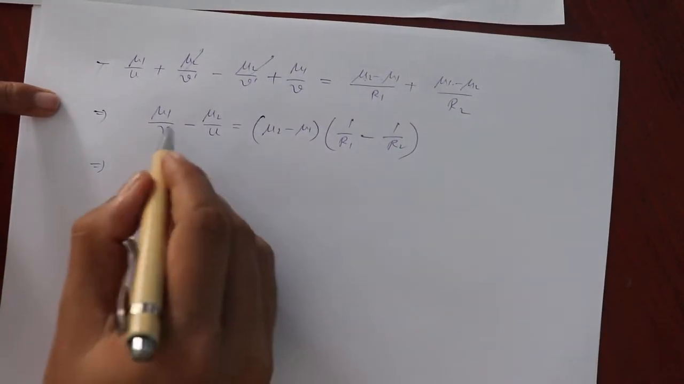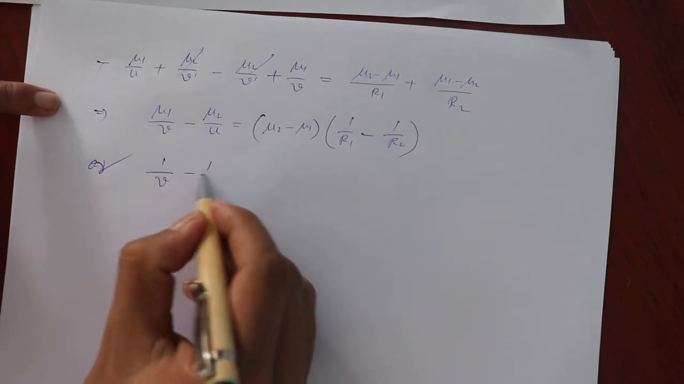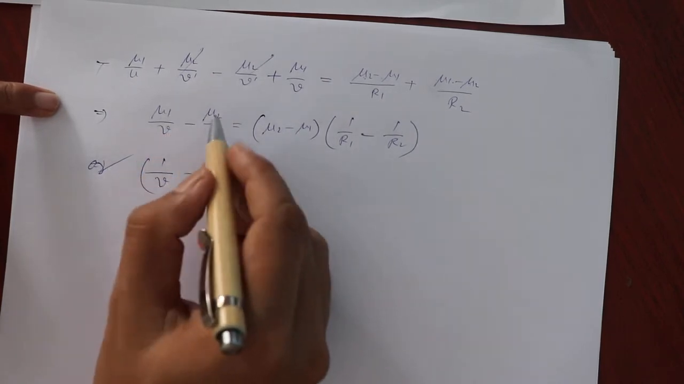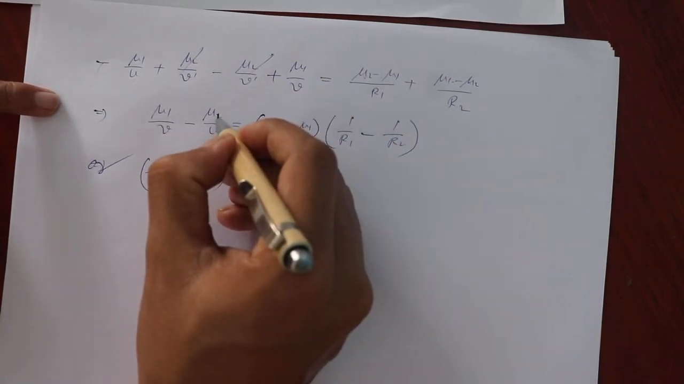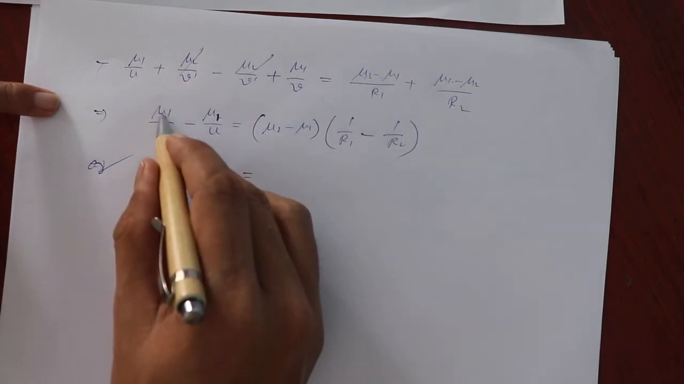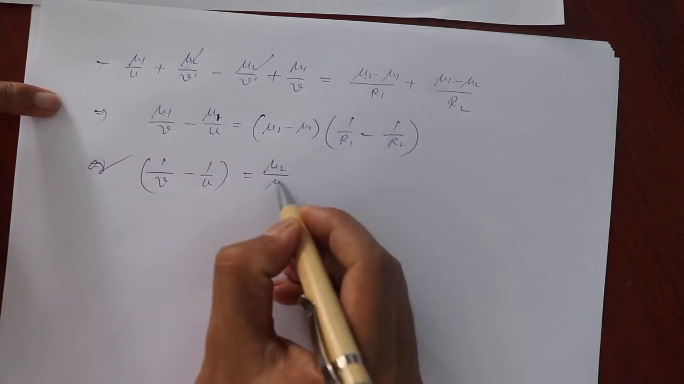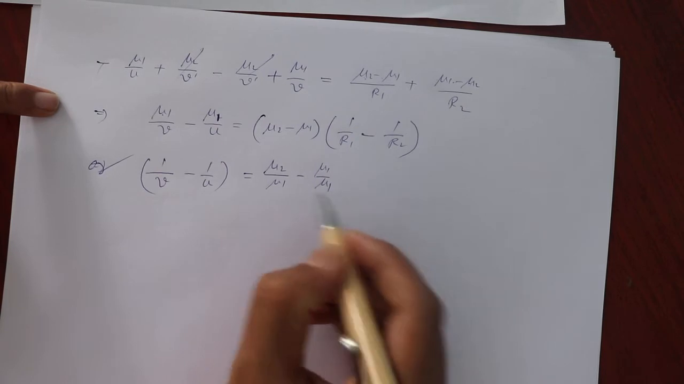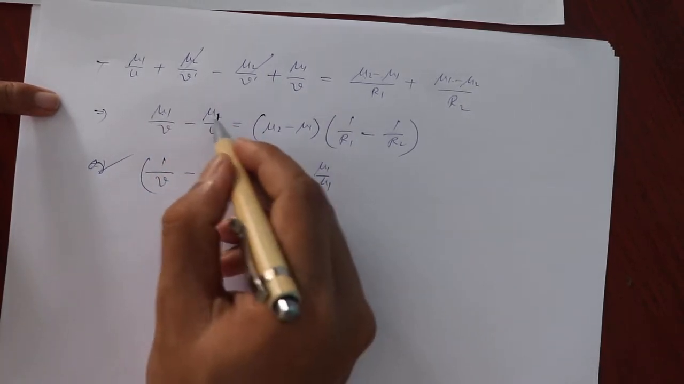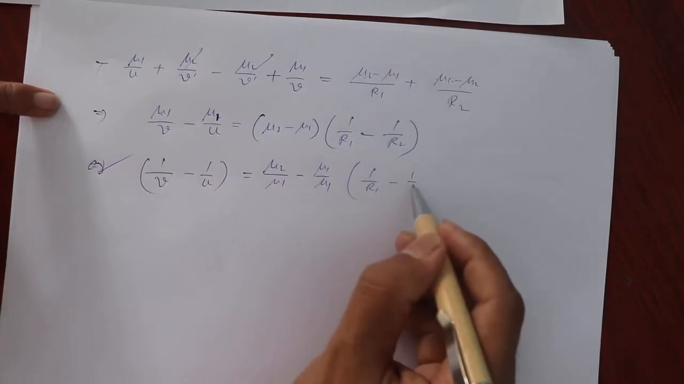Then you take this common, you can write 1 by v minus 1 by u is equal to, and this I think it should be mu1, yes, okay, mu1. So you take mu1 common from here and transfer here, divide this, so you have mu2 by mu1 minus mu1 by mu1, and keep in mind this mu1 comes from here. Just take mu1 common and divide here, okay? Then you have 1 by r1 minus 1 by r2.